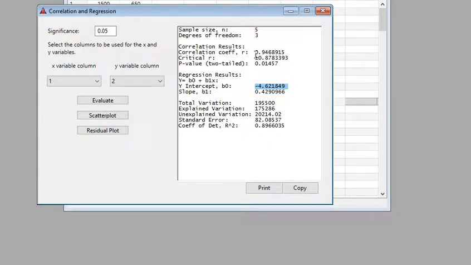Coefficient of determination, R squared. There we go, 0.8966. So there's a nice relationship between these two things. We can see that. But what does that coefficient of determination tell you? What does it mean? What is it saying? So let's discuss that a little bit.